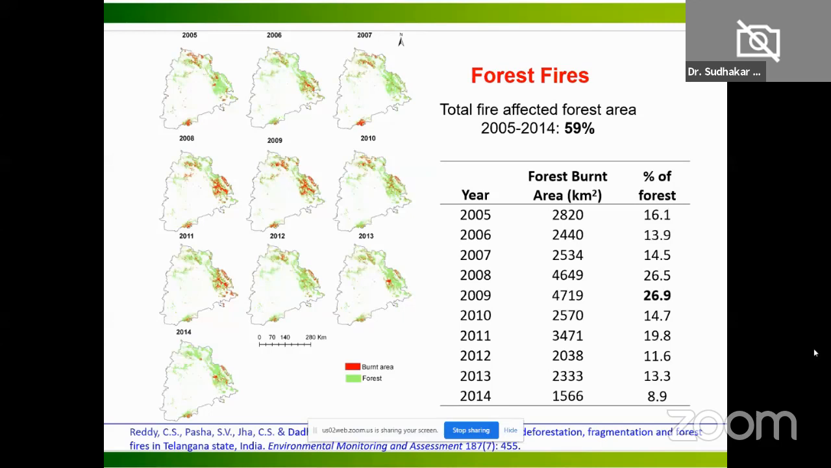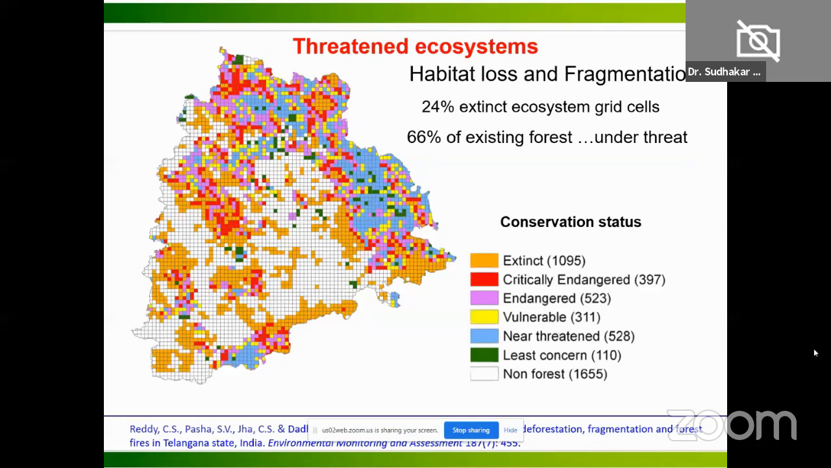Then, by applying the IUCN conservation principles and the Rodriguez et al. principles for conserving species and ecosystems, I applied similar categories, which are applicable to species, to the forest ecosystems. Here, habitat loss is like forest loss.